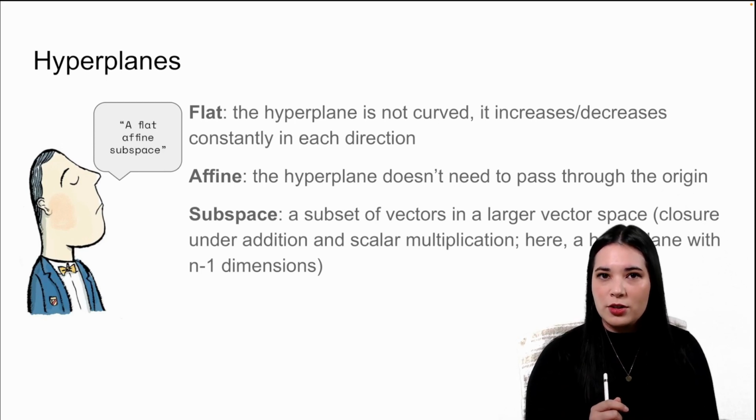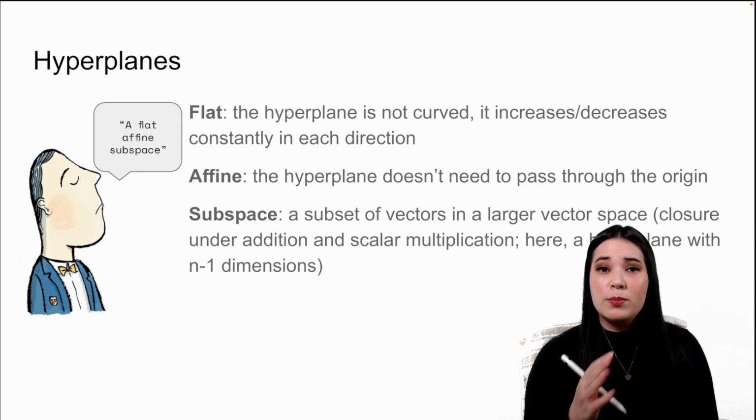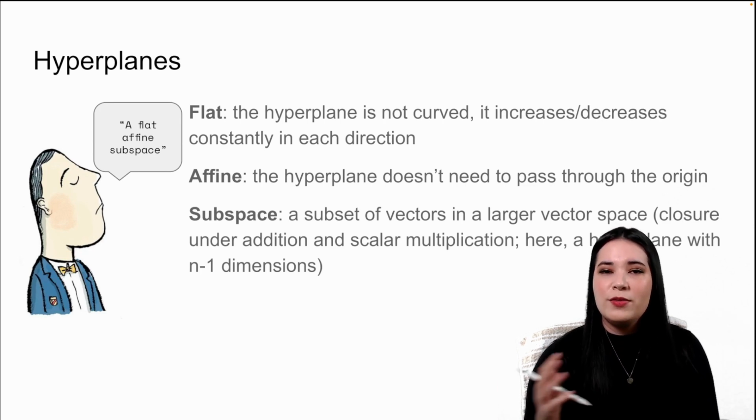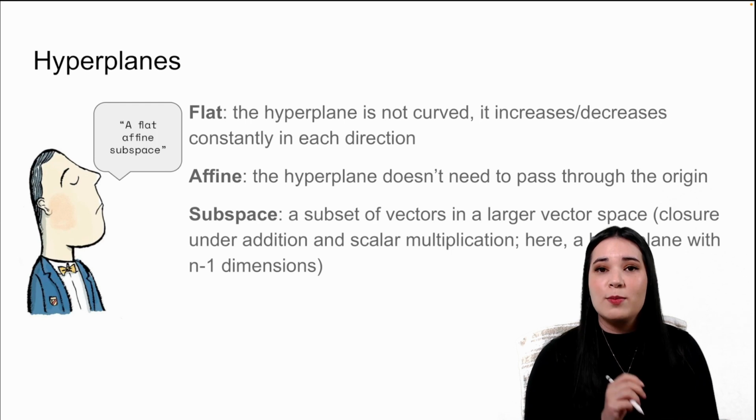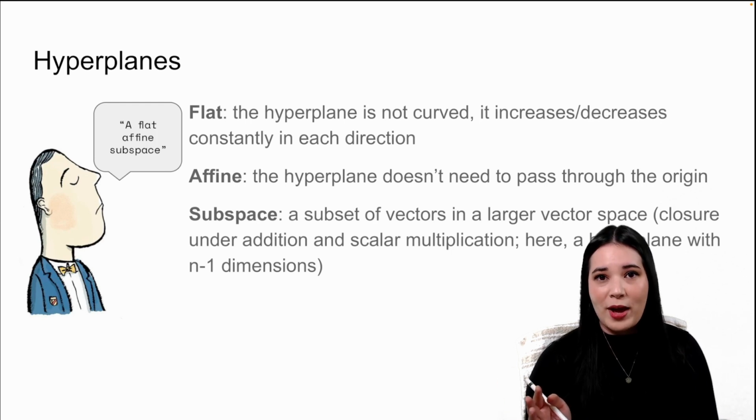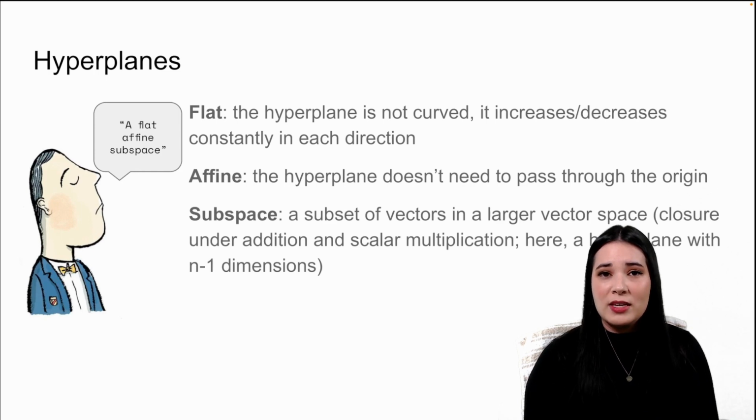First, let's start with a little terminology. What is a hyperplane? If you ever read any books or articles or even watch any videos about support vector machines, you're probably going to hear the term flat affine subspace, which is a very fancy way of saying a hyperplane. Let's go through what each of these terms mean so that you understand what people are trying to communicate to you when they use this phrase.